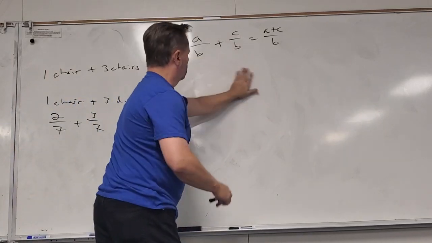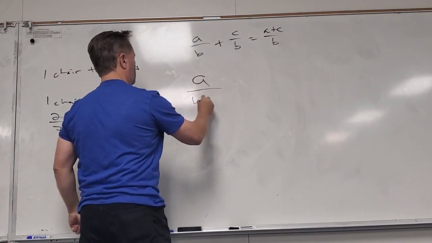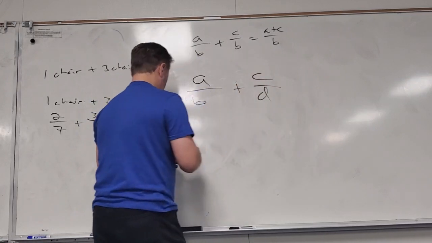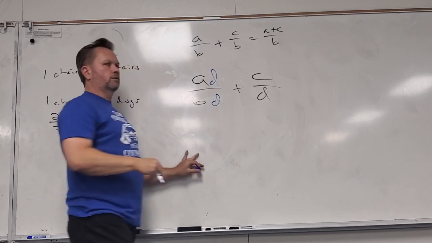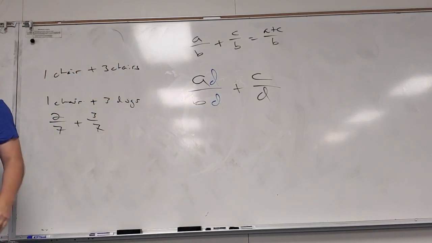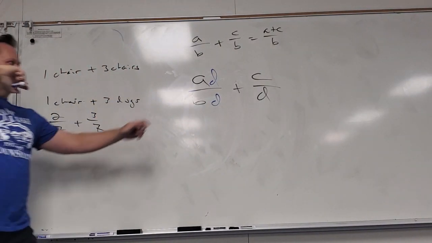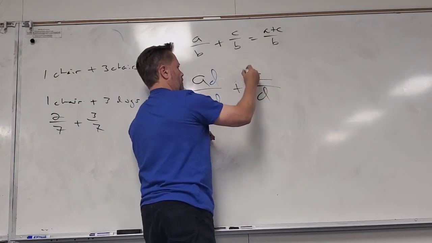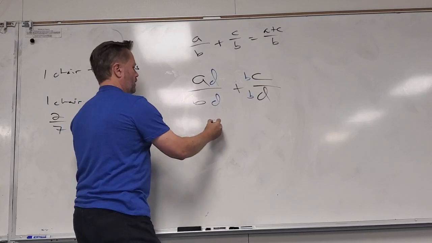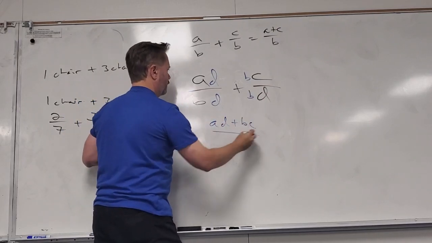Let me make this bigger. So this first one is missing a D. So you have to do it to the top and bottom, right? And then what about this one? What's it missing? D. So then you would get AD plus BC over BD.